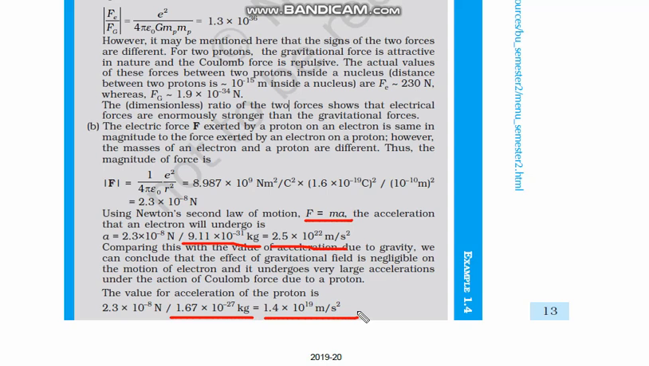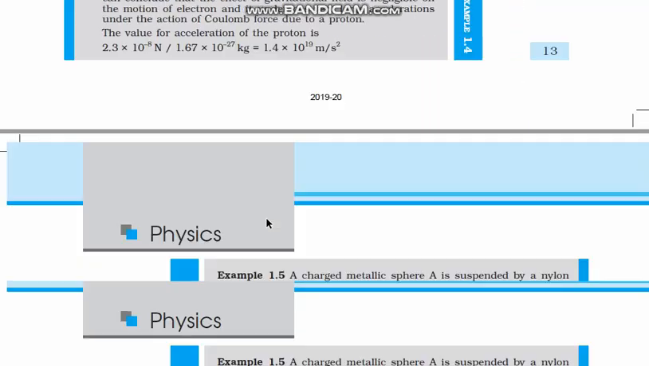Can you think of an acceleration of 10 to power 19? How high this acceleration is? Comparing this value to the acceleration due to gravity, which is simply 9.8 meter per second square, we can conclude that the effect of the gravitational field is negligible on the motion of the electron. If you put the effect of gravity on this, it is almost negligible, and it undergoes very large acceleration under the action of the Coulomb force due to the proton. The value for the acceleration of the proton we have calculated.